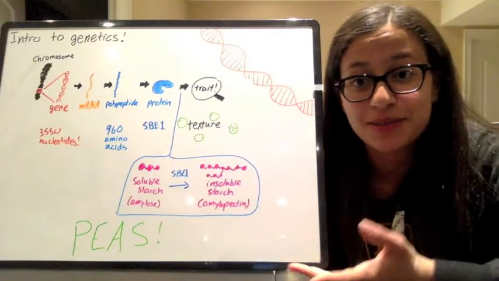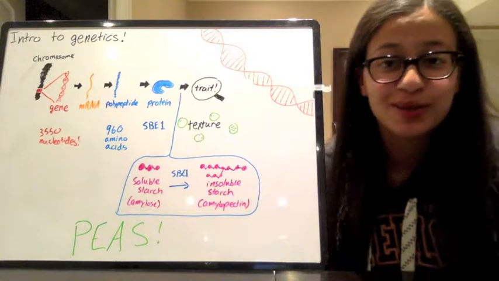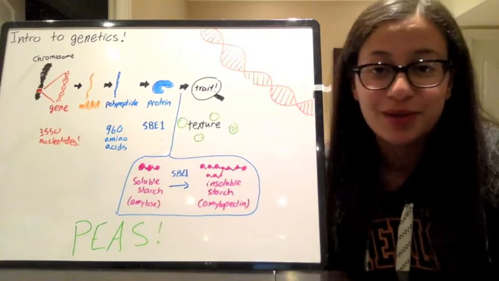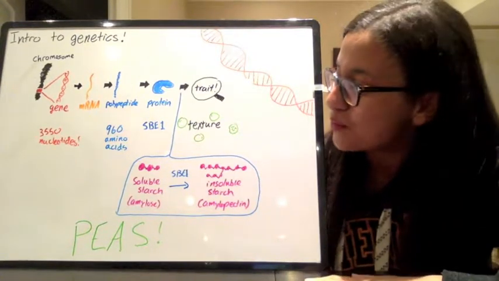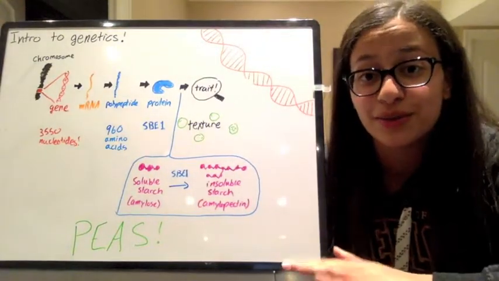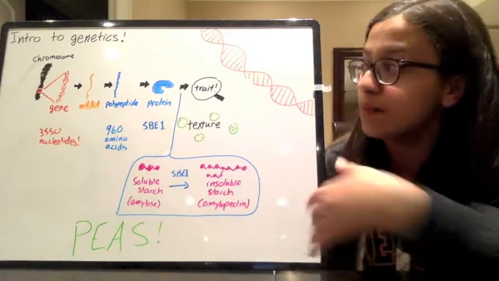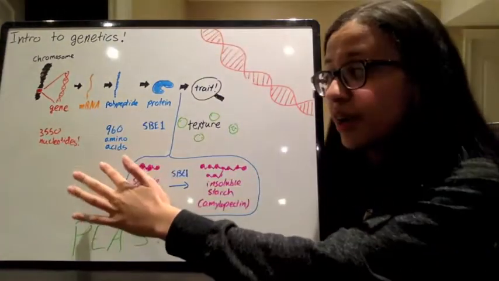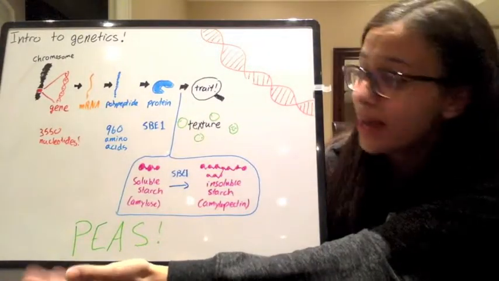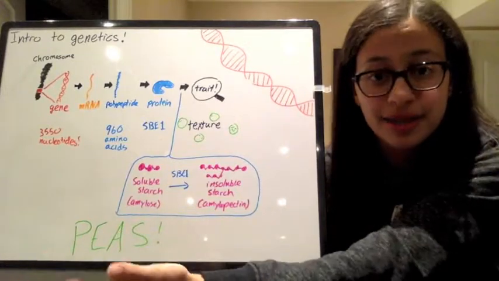So the example that we're going to be looking at is, of course, you guessed it, peas. Of course, Mendel started studying genetics there, so we might as well start there too. So the gene that we're going to be talking about is actually 3,550 nucleotides long, and then eventually that becomes expressed as a polypeptide of 960 amino acids, and that makes this protein called SBE1, or starch binding enzyme 1.